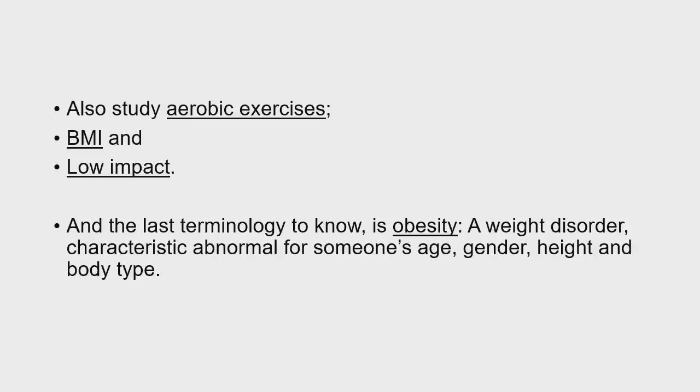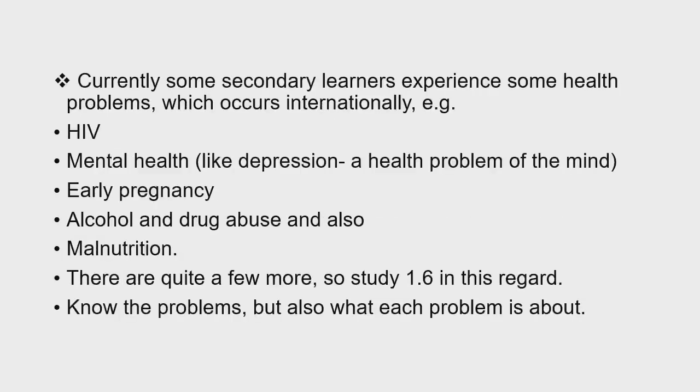Obesity is a weight disorder, abnormal for someone's age, gender, height, and body type. Currently, some secondary learners experience health problems which occur internationally. For example, HIV, mental health, like depression, which is a health problem of the mind, early pregnancy, alcohol and drug abuse, and also malnutrition. There are quite a few more, so study 1.6 in this regard. Know the problems, but also what each problem is about.